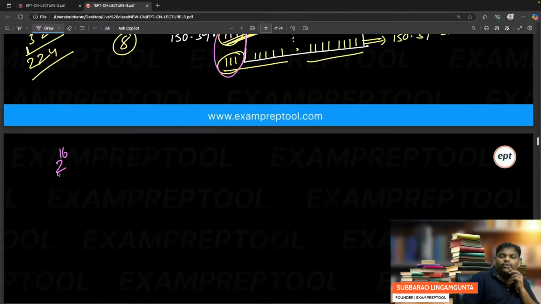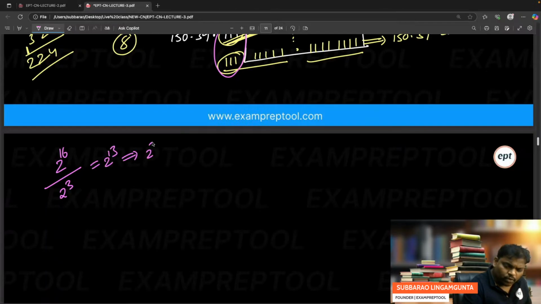You divide it into 2 cube. Understand here. Previously, the number of bits for the host purpose is 16, so 2 power 16. Now you divide it into 8 parts. 2 power 16 by 8 is going to be 2 power 13, which is 2 cube into 2 power 10, which is going to be 8K.